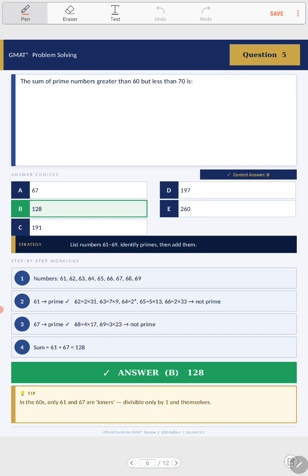The sum of prime numbers greater than 60 but less than 70. Remember, what is a prime number? A positive integer greater than 1 that no other number can divide except 1 and itself. If you check here, it's from 60 to 70. The numbers are listed here. And the only 2 that are prime numbers are 61 and 67. Add them together, you get 128.